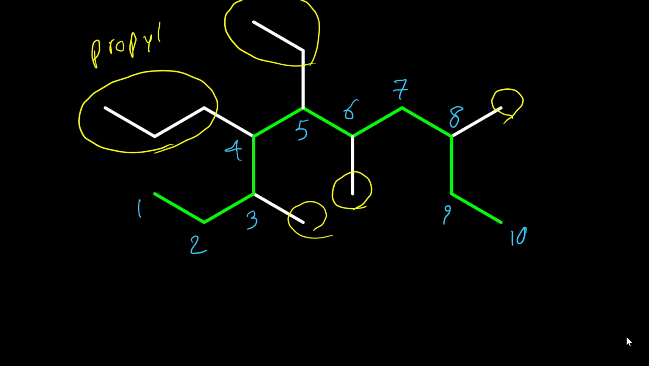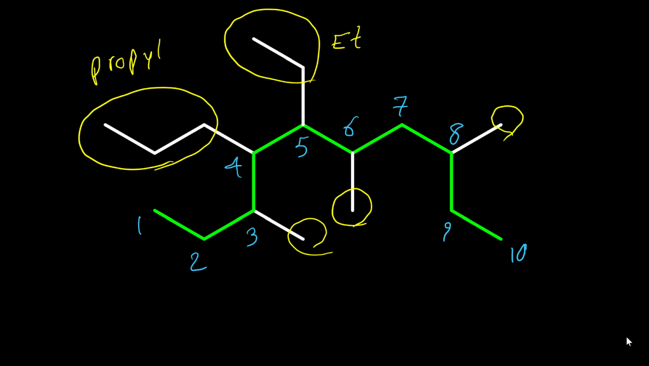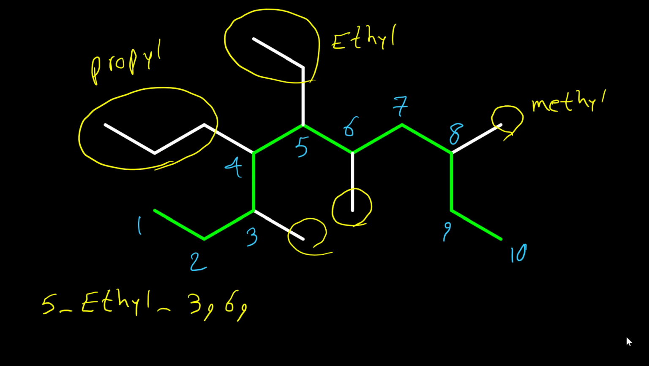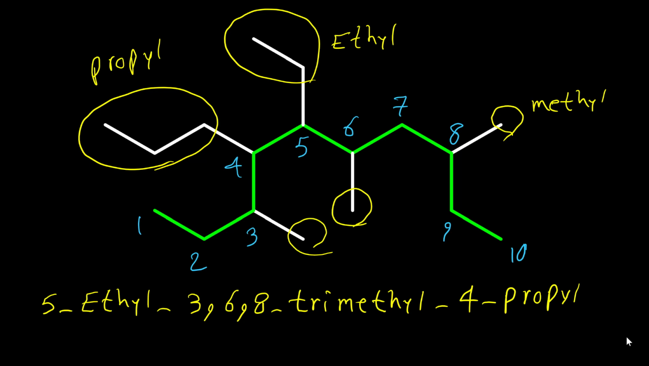So let's name this compound: propyl, ethyl, and methyl. We need to start with the ethyl group. So 5-ethyl. Then on carbon 3, 6, and 8, we have methyl groups. So 3,6,8-trimethyl. Then on carbon 4, we have a propyl group. And at the end, we have the name of the parent chain, decane.